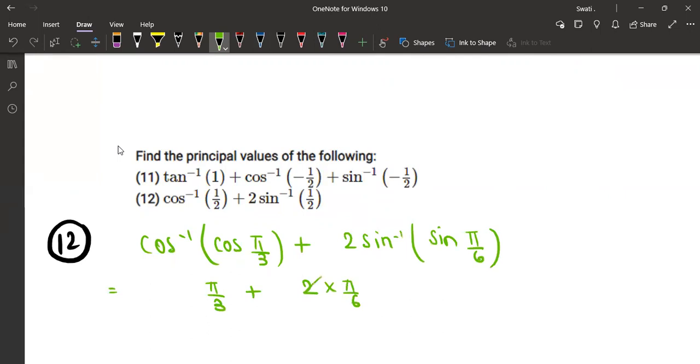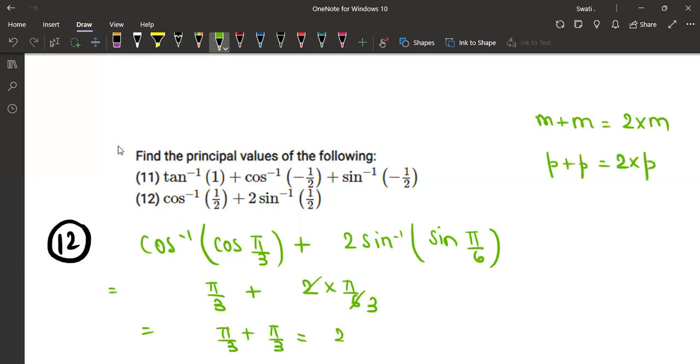Now, of course, this will get cancelled. So we are getting pi by 3 plus pi by 3. So what is pi by 3 plus pi by 3? What is m plus m? 2 into m, right? What is p plus p? 2 into p. Same way, what is pi by 3 plus pi by 3? 2 into pi by 3, which you can also write down as just 2 pi by 3. And we are done with the 12th question as well. Let's move to the next question.